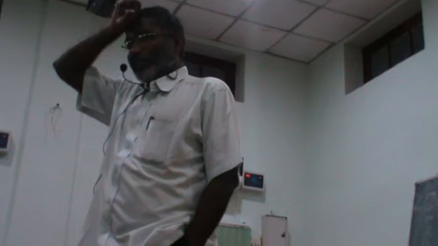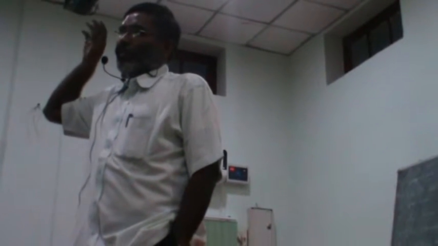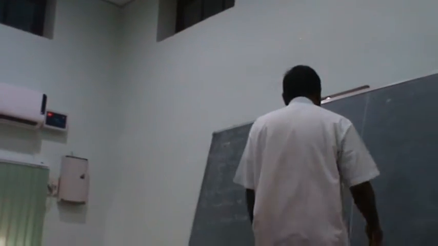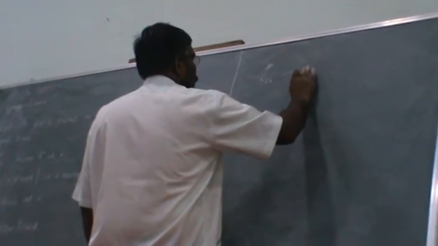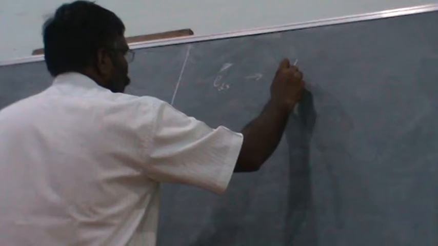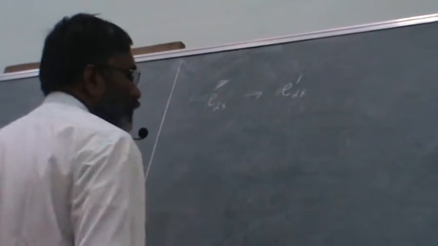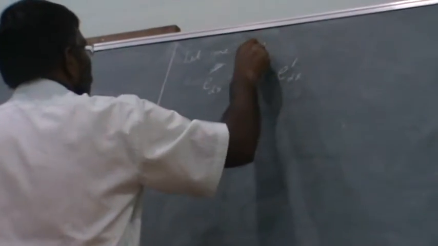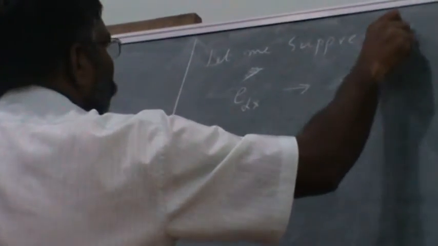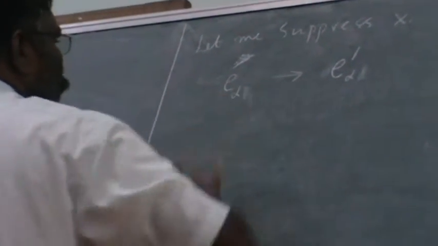Now, if I make a change of basis, that is, you can always choose another basis, right? The change of basis is always associated with a linear transformation. Correct? Suppose I go from E alpha to some other basis, E prime alpha. Let me suppress x. So E alpha will go to E alpha prime.